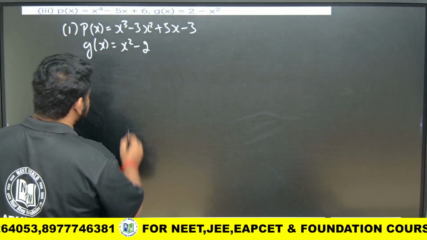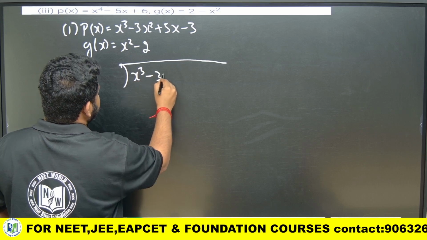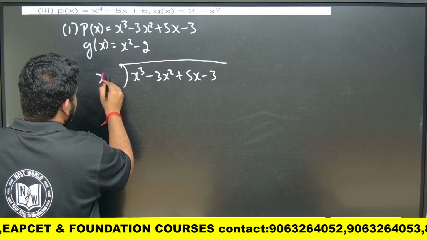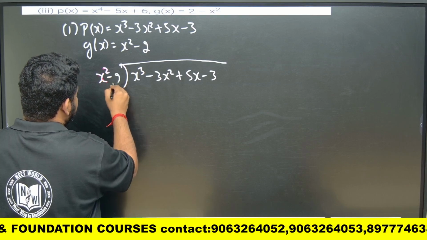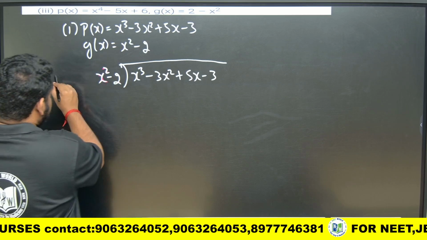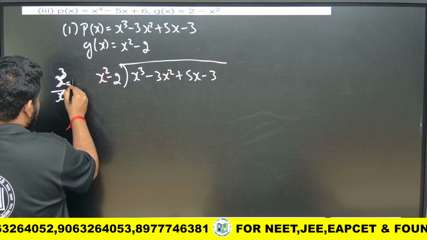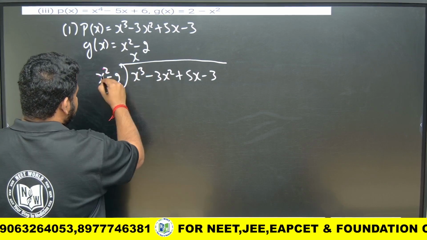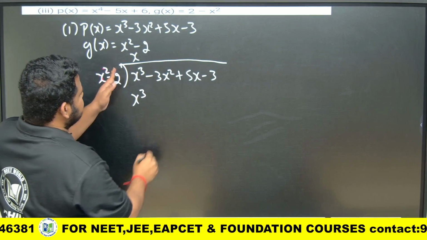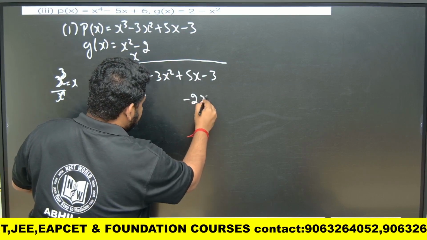So, this becomes: p of x is x cube minus 3x square plus 5x minus 3, divided by x square minus 2. Here, if I divide, I should get exactly x cube. So, x cube divided by x square, what will I get? I will get x. So, I should multiply by x here. x square into x is nothing but x cube. What is left? Minus 2 into x, that means minus 2x. I have to write it under the x term itself. Here x square is there, I have to write minus 2x here. Now, what will I get?